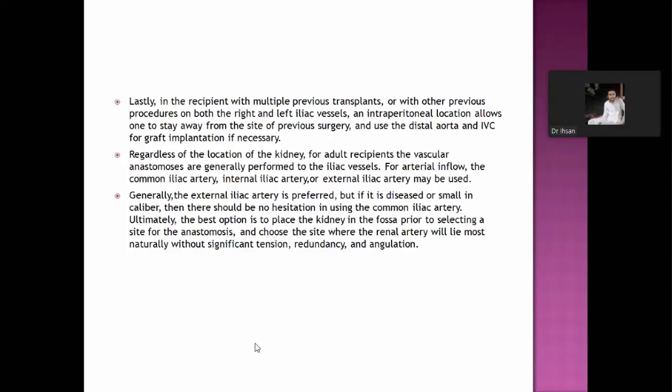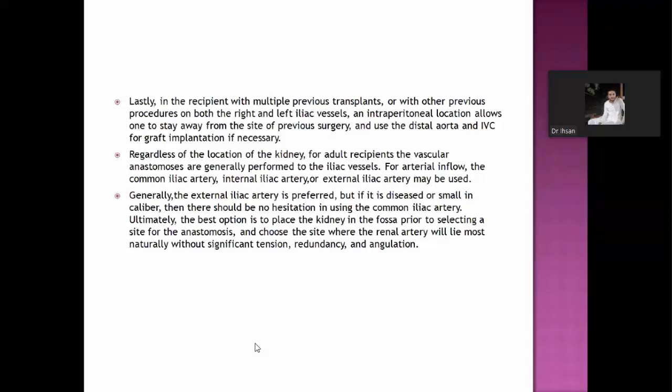Regardless of the location of the kidney, for adult recipients, the vascular anastomoses are generally performed to the iliac vessels. For arterial inflow, the common iliac artery, internal iliac artery, or external iliac artery may be used. Generally, the external iliac artery is preferred, but if it is diseased or small in caliber, then there should be no hesitation in using the common iliac artery.